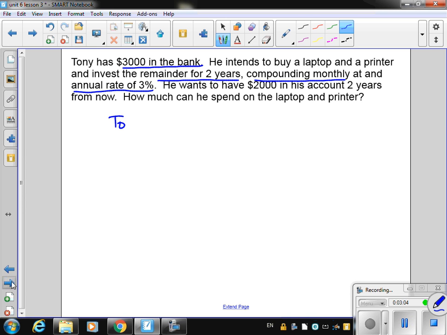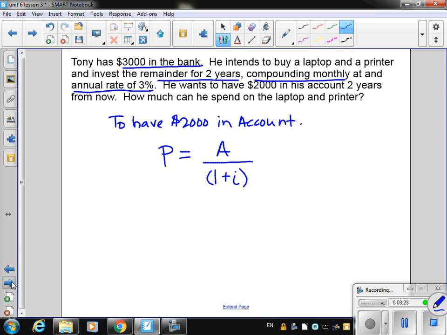So in order to have $2,000 in his account, we are thinking a present value problem. How much do I need to invest now to have a certain amount if we want to have $2,000? And I know my annual interest rate is 3%, but it's being compounded monthly, I am going to have to change my I value from a yearly rate to a monthly rate.